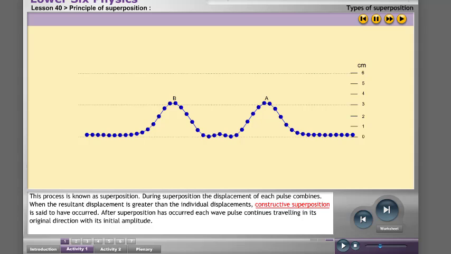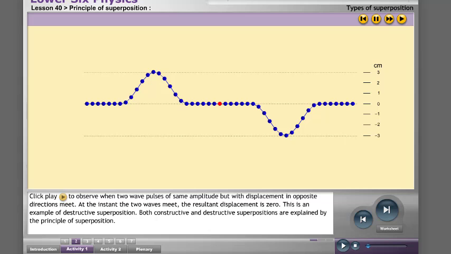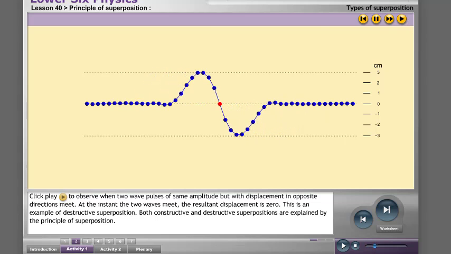When the resultant displacement is greater than the individual displacements, constructive superposition is said to have occurred. After superposition has occurred, each wave pulse continues traveling in its original direction with its initial amplitude. Click play to observe when two wave pulses of the same amplitude but with displacement in opposite directions meet.